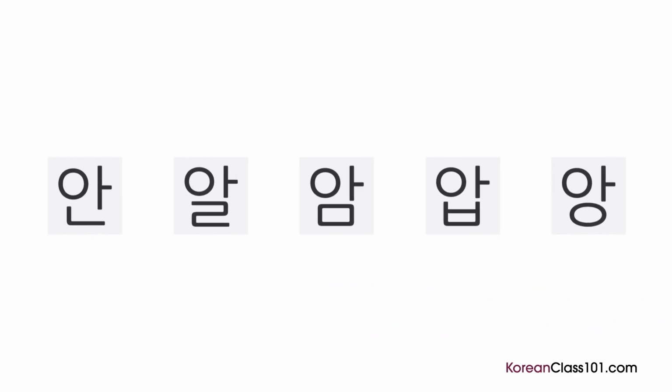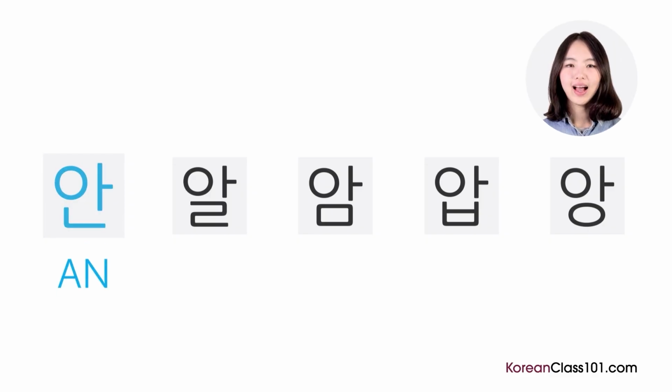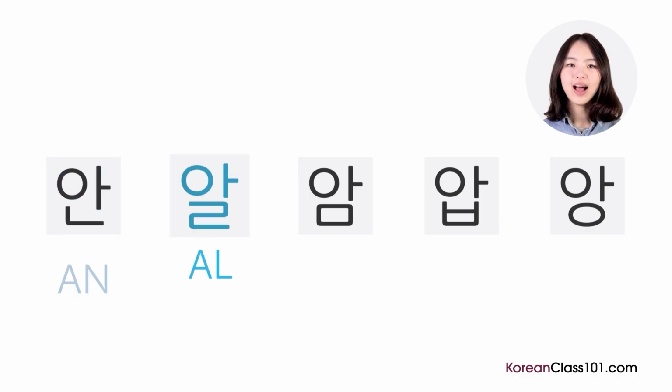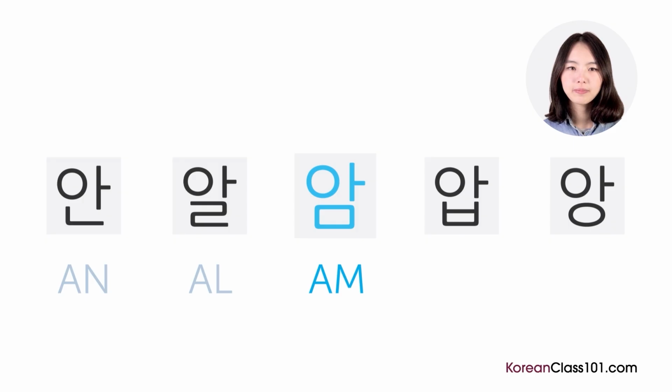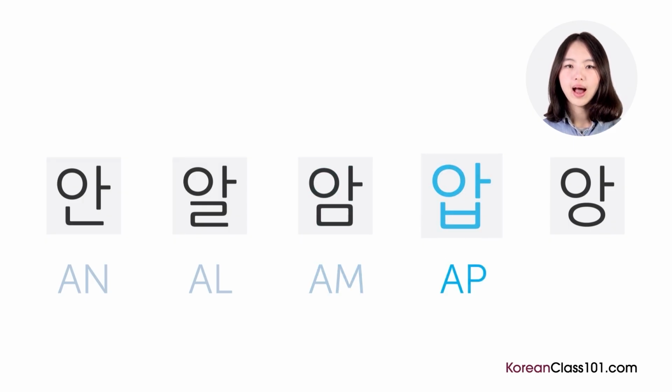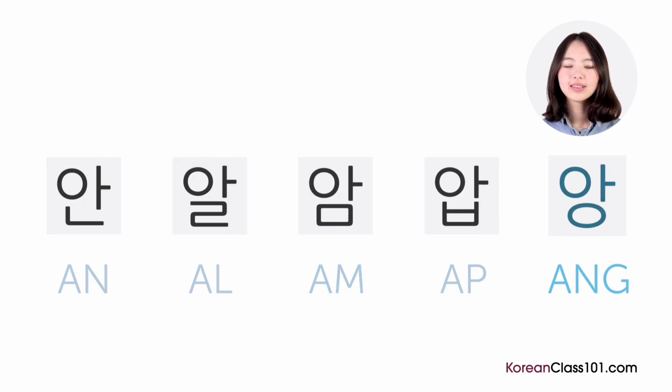For the other consonants, you can read them as they are. Listen to some examples. 안, 알, 암, 앞, 앙.